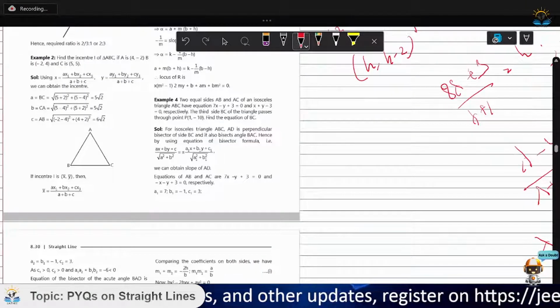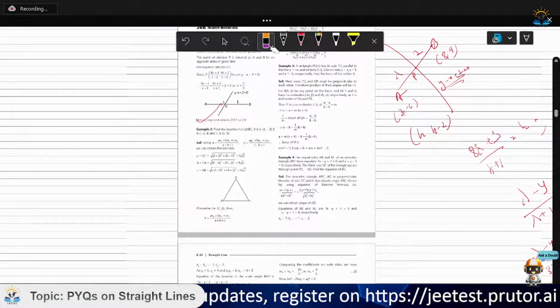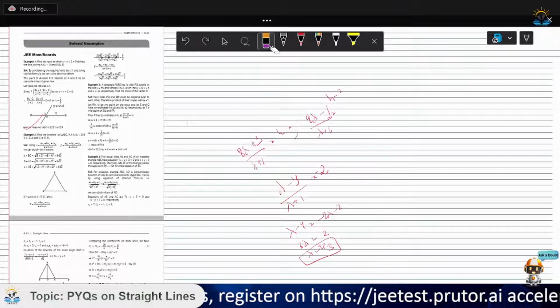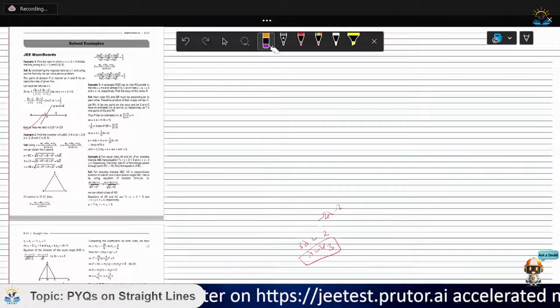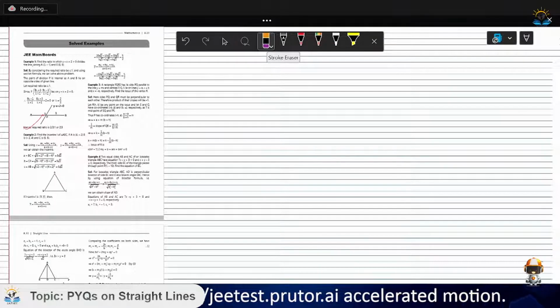So we are done with the first question. It is a basic application of points dividing a line in a ratio, whatever feels right for you. So the first question is done. Let's see the next question.